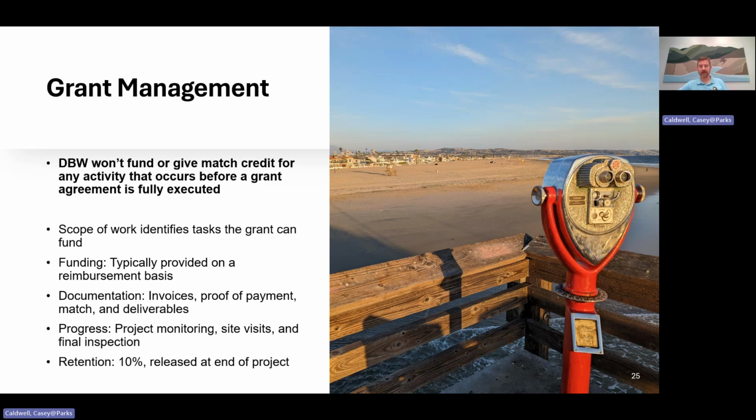For construction projects, DBW will come out to visit the project site to verify completion before we provide final reimbursements. And for most projects, DBW will retain 10% of reimbursable expenses during the project. We can release that retention after the project is accepted as complete by both the grantee and DBW.